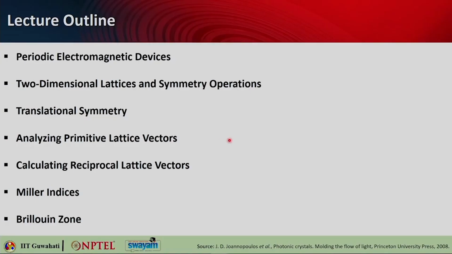So here is the lecture outline. Today we will have a look at the periodic electromagnetic devices, like why we are studying these topics and where is the final objective. We will also go into the technical details like two-dimensional lattices, study about their symmetry operations. We will also understand the translational symmetry that is present in these periodic devices. We will analyze the primitive lattice vectors, calculate the reciprocal lattice vectors, obtain Miller indices and also discuss about the Brillouin zones.